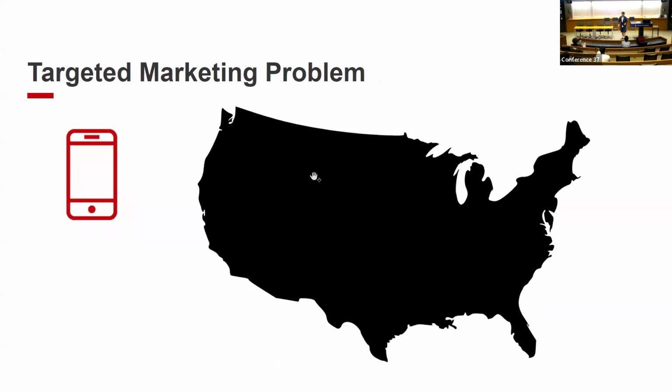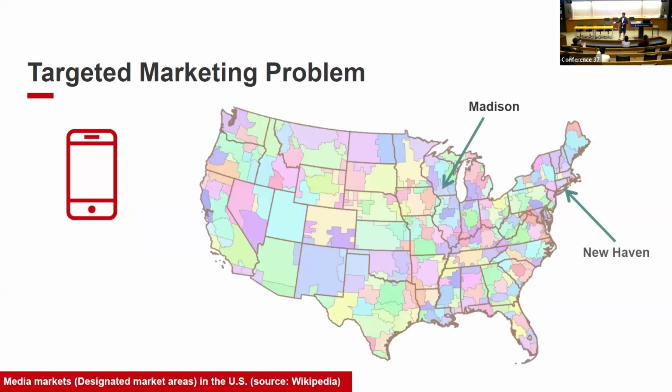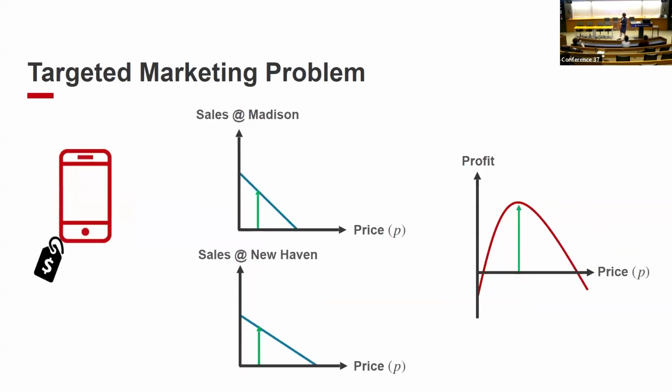In the targeted marketing problem, we have multiple markets, let's say the United States, and there are many places. They're called media markets. So we have different sectional broadcasting networks. Each block is considered as one market, essentially, because they don't share the broadcasting network. Let's just pick two places, Madison and New Haven, and there are two demand curves. Even though they look similar, they're slightly different as well. And there is one profit curve. So profit is summed over all these different markets.